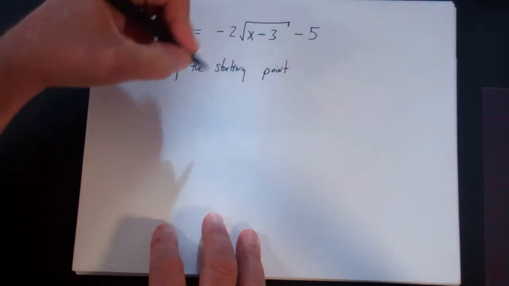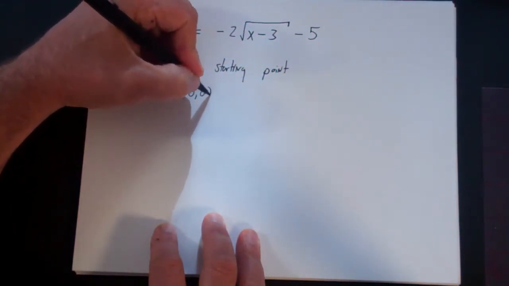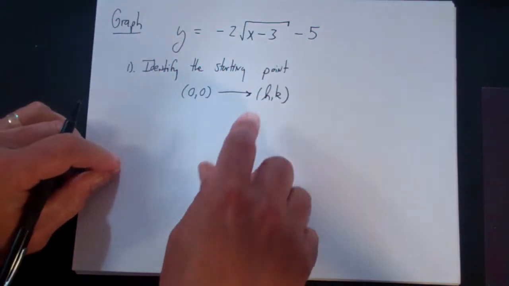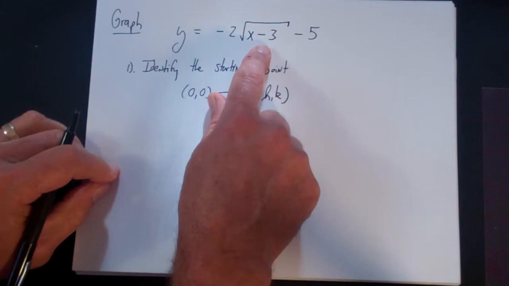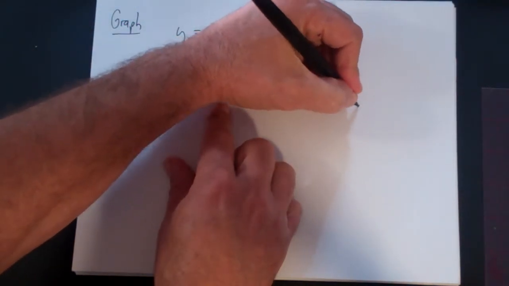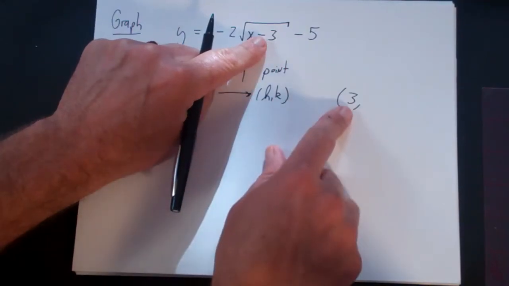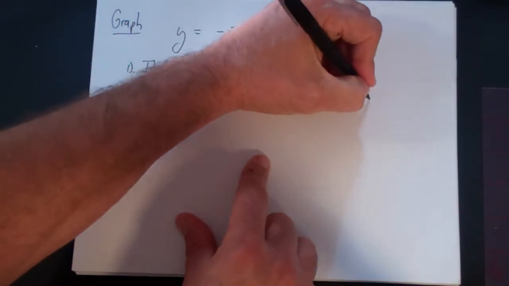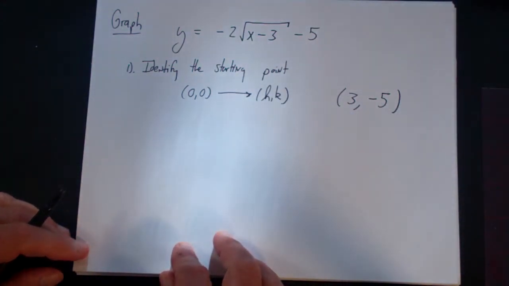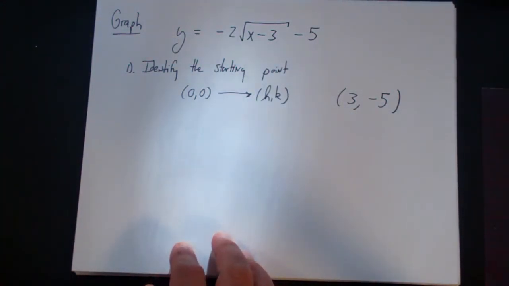And the starting point was 0, 0. But now it's going to be (h, k), where the h changes sign, the k doesn't. So the h, if you look at this, this becomes a 3. It changes signs from a negative 3 to positive 3. And the k doesn't change signs, so (3, -5). So that's going to identify where we start from. And that's your first step.